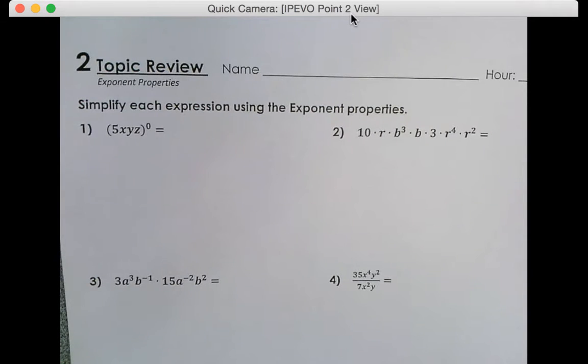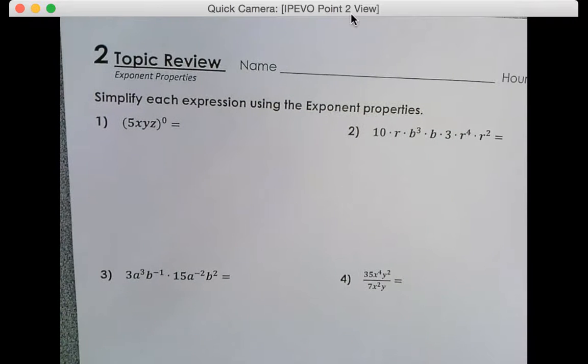Topic 2, exponential properties review. So your quiz is going to look almost identical to this on Monday. So watch this as many times as you can. The only difference are going to be the numbers, but everything else will be the same.